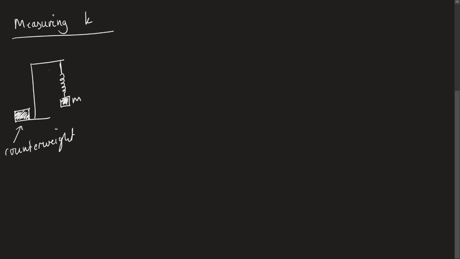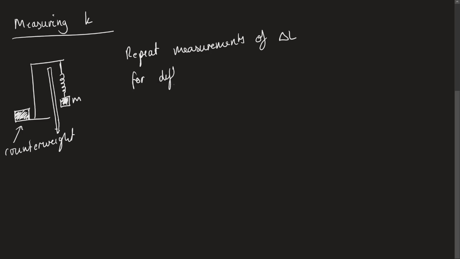And we also need to attach a ruler here somehow in order to measure the original length before we attach the mass and then the extension of it after we attach the mass. So we repeat measurements of delta L, so how far it is extended for different known masses.